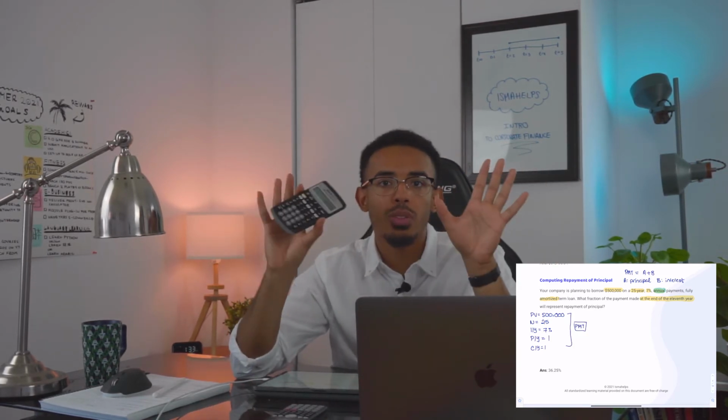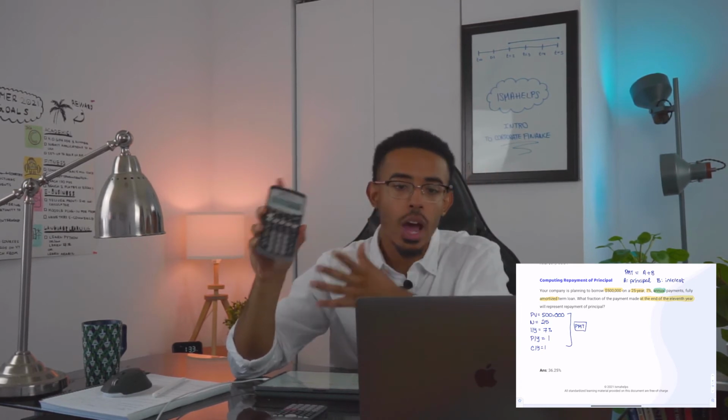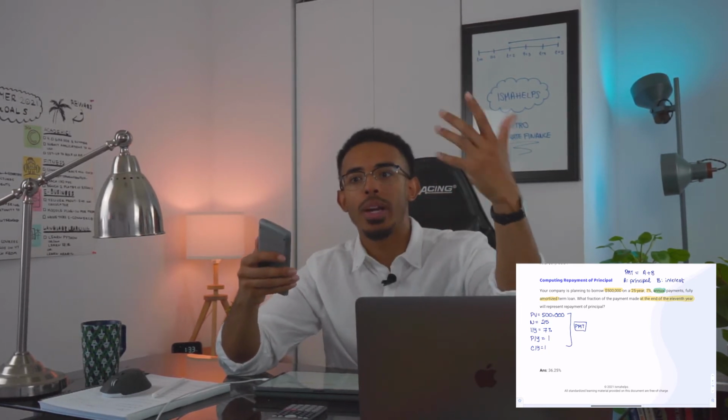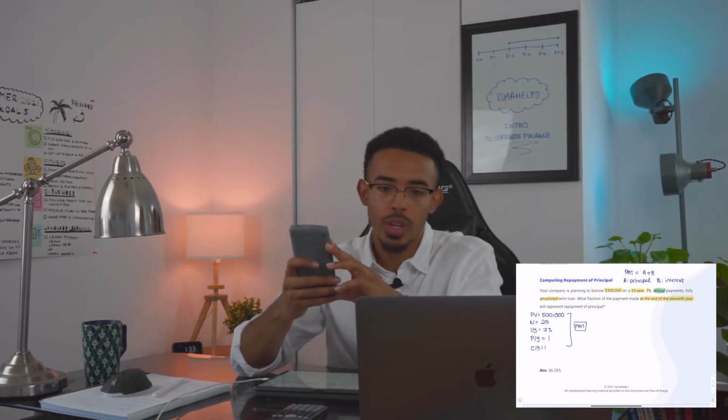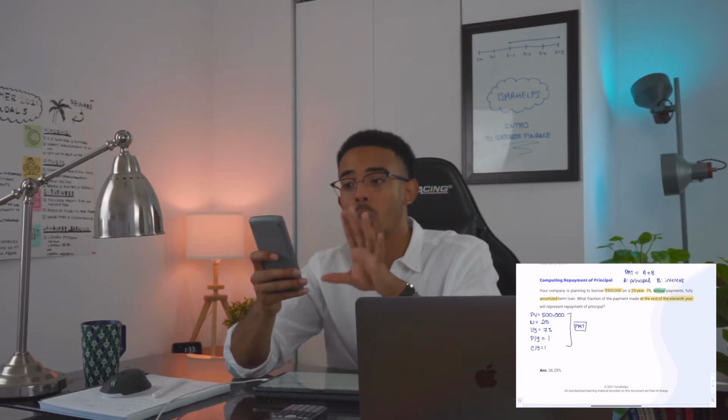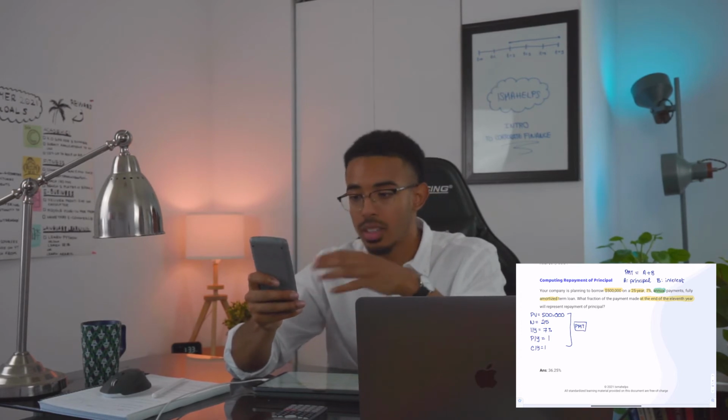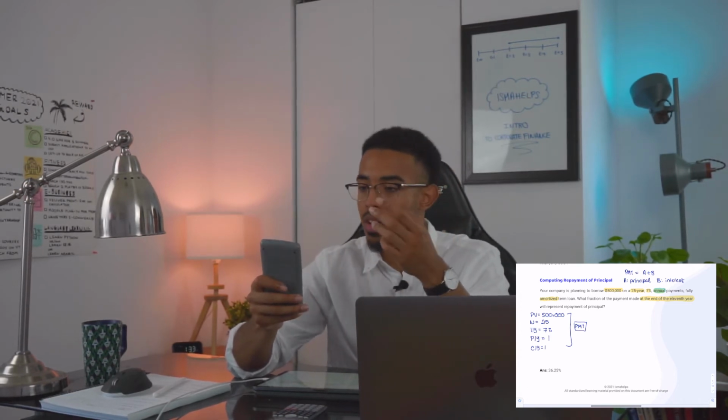So now that we have all of our information, let us place this within our calculator. Let's do that step by step. Of course, our present value will be 500,000. Then our I/Y will be 7%. Then our N will be 25.